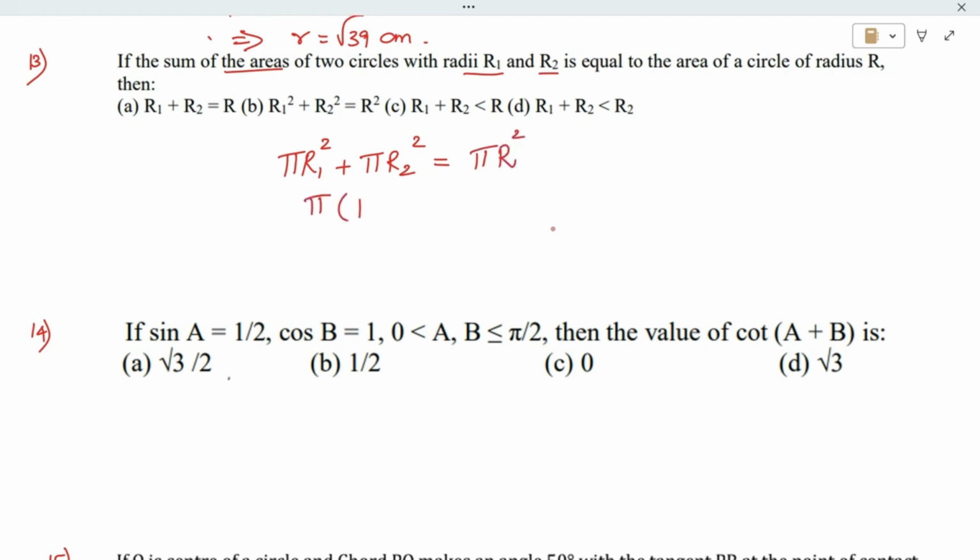So take pi commonly outside. So you will get pi times r1 square plus r2 square equal to pi R square. Pi and pi get cancelled on both sides. So R square is equal to r1 square plus r2 square, which is option B.